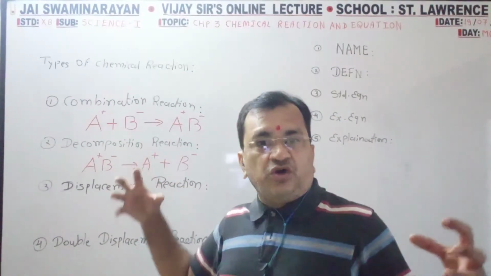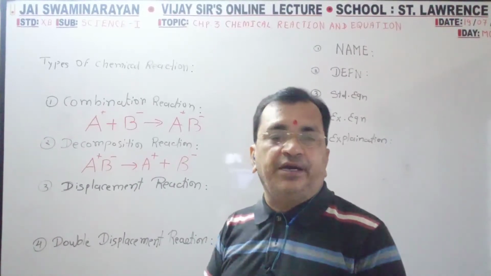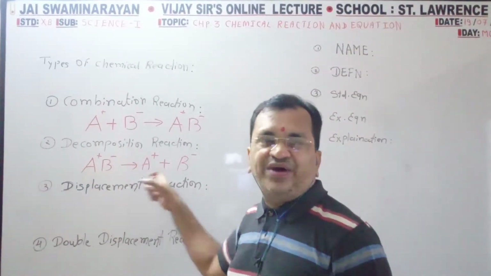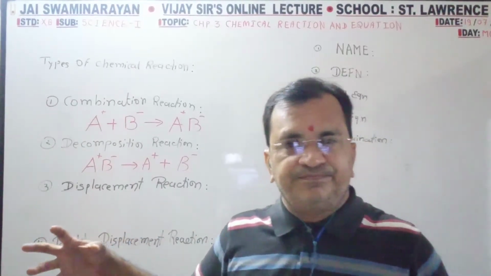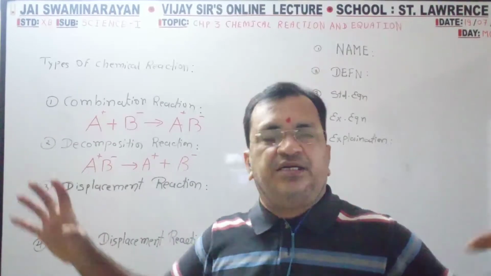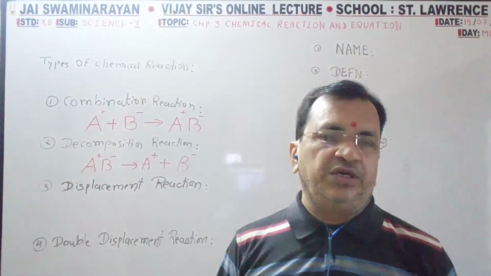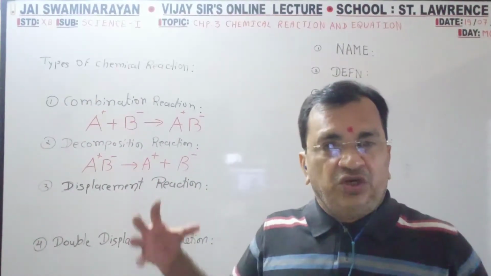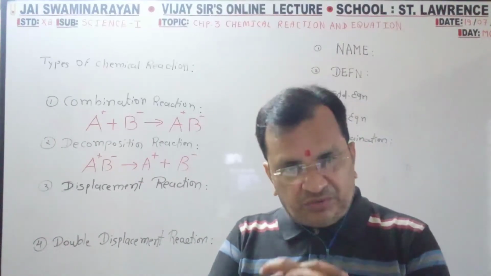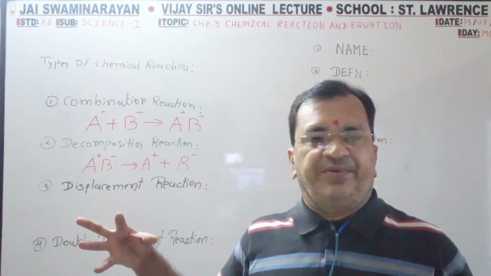Here, combination of two or more elements to form one compound. From a compound to find its constituent elements. Whatever substance is there, separate it out, meaning it is the reverse. Decomposition: combination is to collect, decomposition is to separate from the compound.